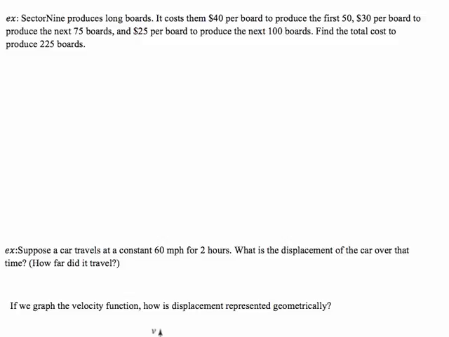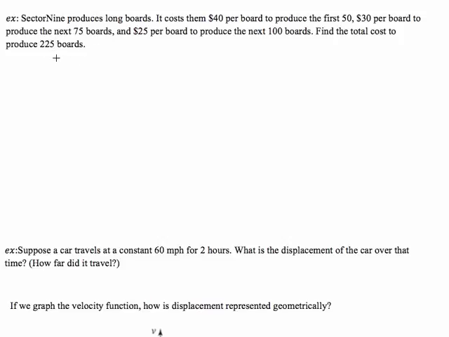In this video, we're going to look at some introductory area examples and how they relate to rectangles. And we're going to do this by looking at applied examples. So in this first example, we've got a company called Sector 9 that produces long boards. It costs them $40 per board to produce the first 50 boards. Then after 50, it costs them $30 per board to produce the next 75 boards, and $25 per board to produce the next 100 boards. So what we're going to do is find the total cost to produce a total of 225 boards.